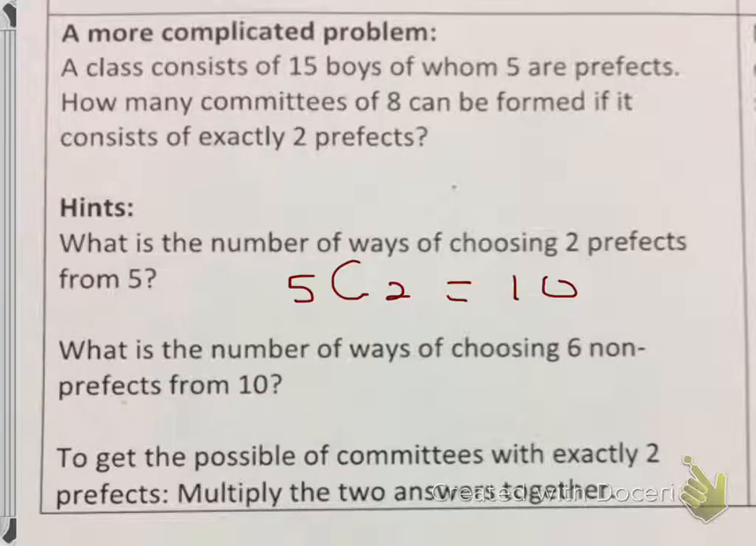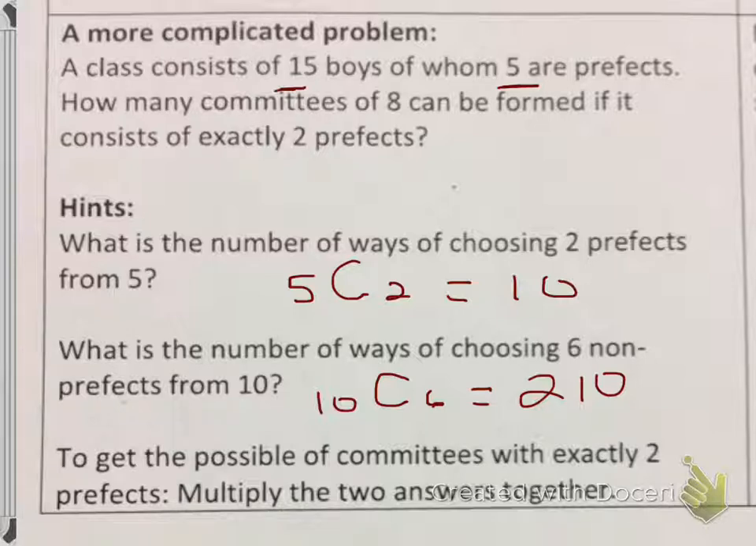The second part would be what is the number of ways of choosing 6 non-prefects from a group of 10? And where did the group of 10 come from? Well, there were 15 boys and 5 of them were prefects, which means that 10 were not. So we're going to do 10 boys taken 6 at a time. When we do that on our calculator, we get 210.